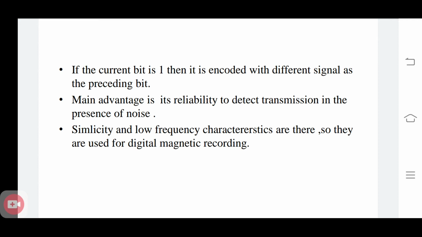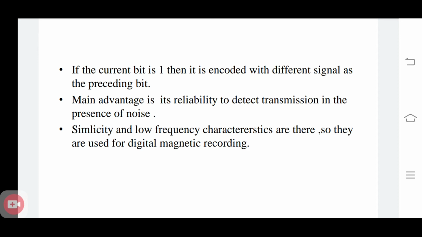Clear? So we have the first encoding scheme, non-return to zero. In non-return to zero, we use 2 voltage levels for representing binary 0 and binary 1. For binary 0, you use the absence of voltage, and for binary 1, you use a positive voltage. That is the first mechanism.